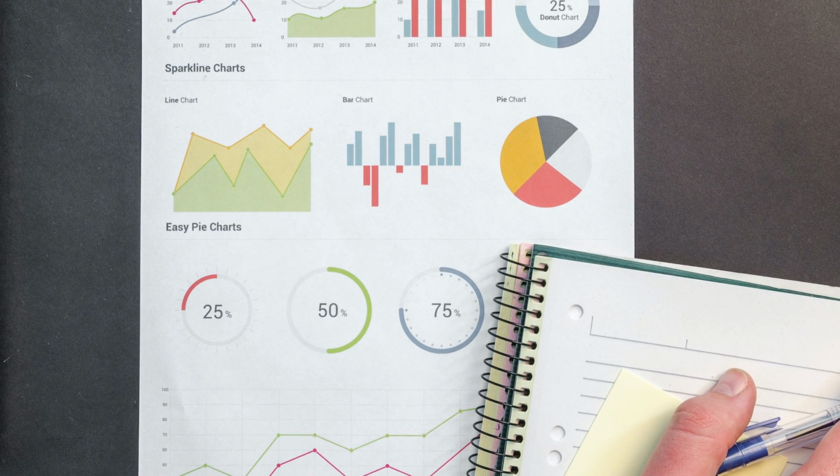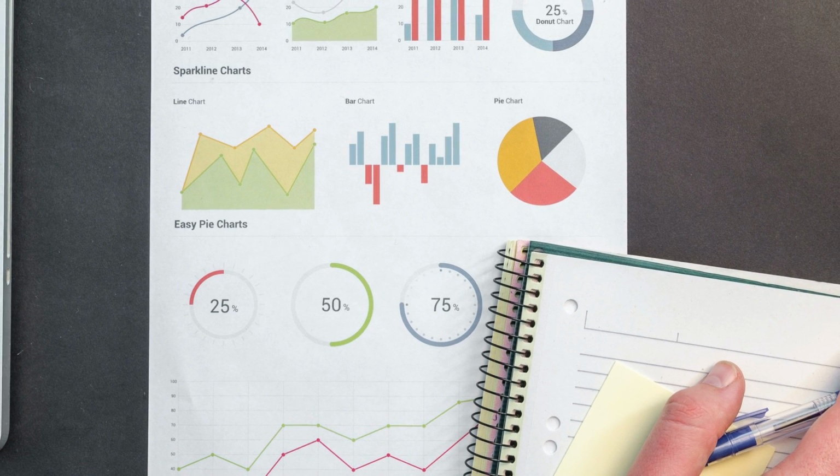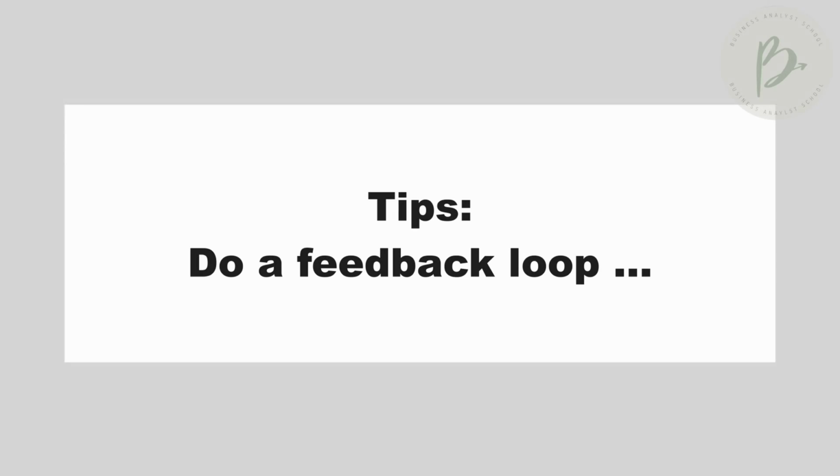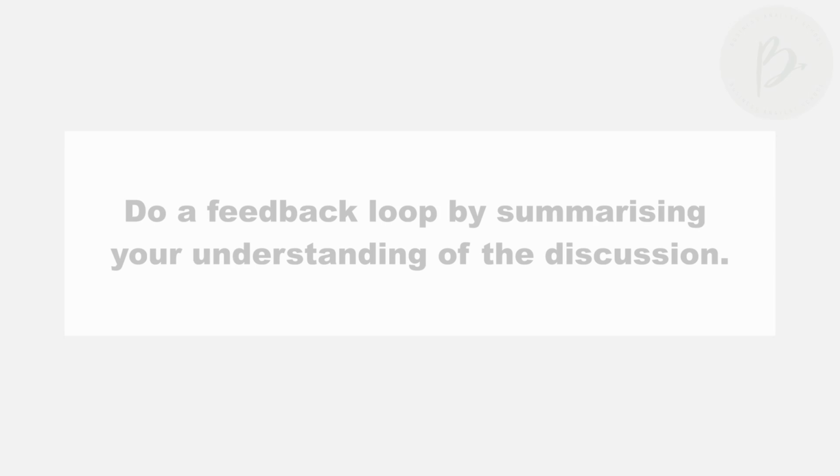Now, once you've asked all the questions, you are obviously taking notes, typing or documenting or writing the answers to these questions. You want to do a feedback loop with the stakeholder, so that you ensure clarity of what you've just discussed with the stakeholder. So don't just document it and say, oh, thank you for your time, and close the meeting. You want to do a feedback loop. How do you do that? You want to summarize what you've understood from the discussion you've just had.